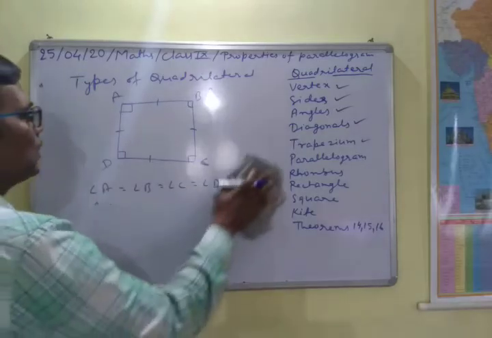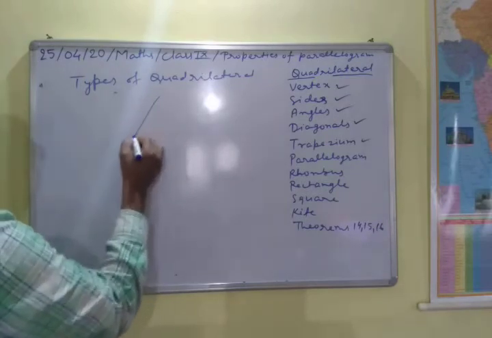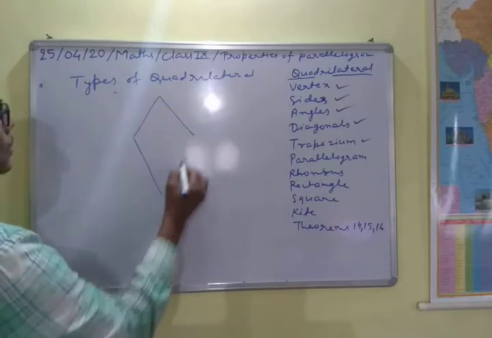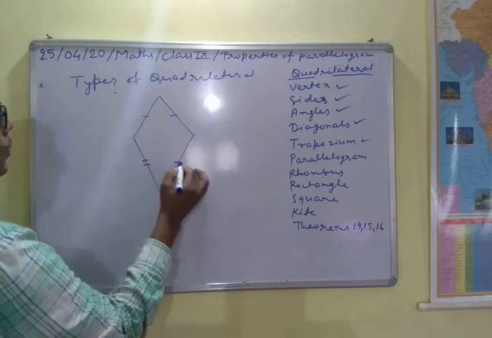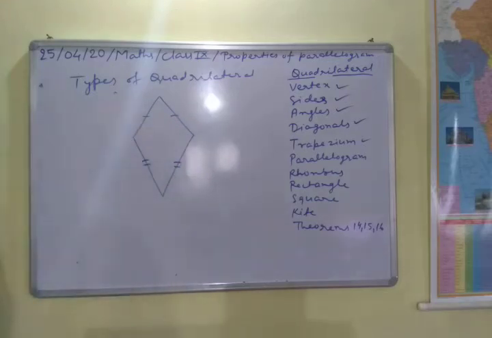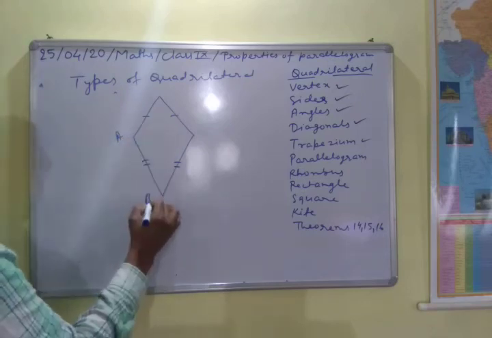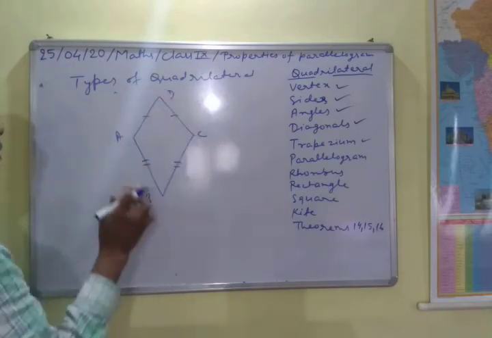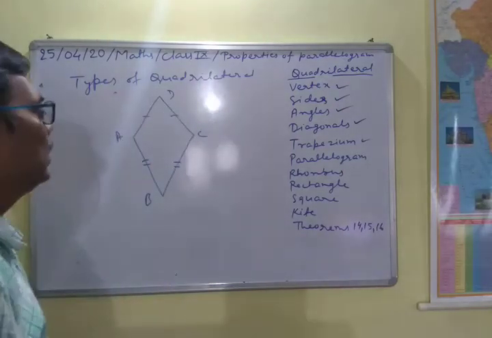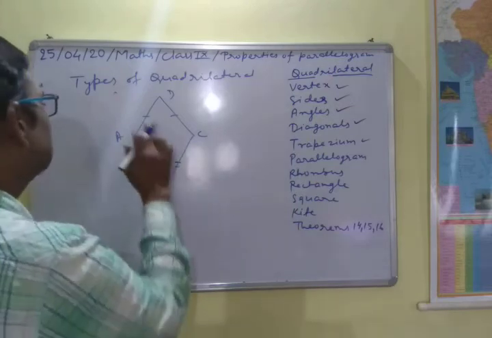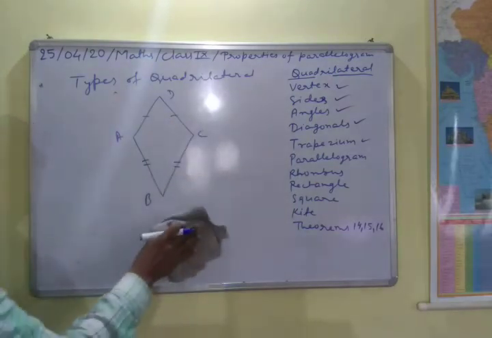And the last one is the kite. Kite is also a quadrilateral, but here like this we can draw a figure. So in this, this and this are equal, and this and this are equal. That is, both pairs of adjacent sides are equal only. Here AB and BC are the adjacent sides, and AB and DC are also the adjacent sides. So this and this are equal, and this and this are equal. So this kind of figure is called kite.